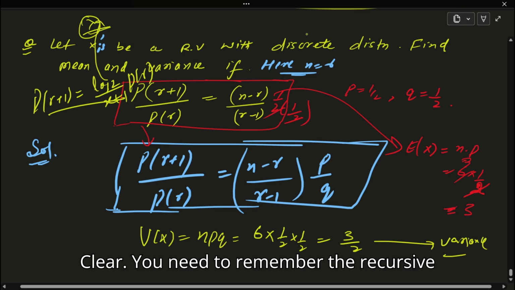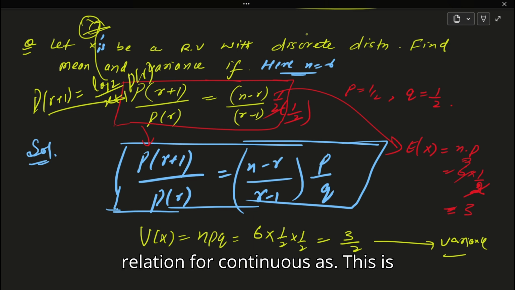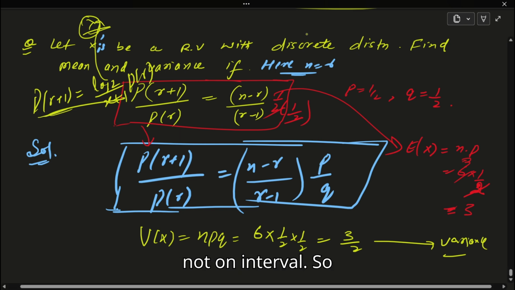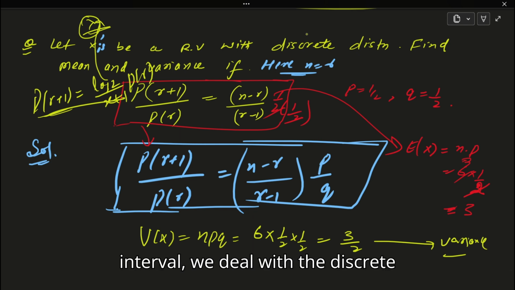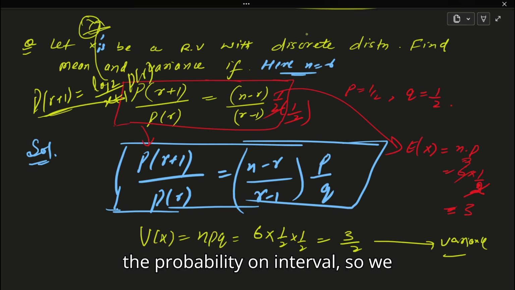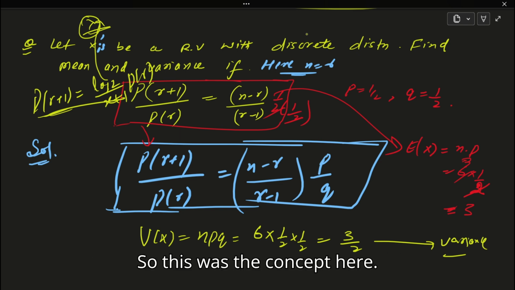Clear? You need to remember the recursive relation for every discrete distribution, and we cannot find the recursive relation for continuous distributions, as there we have probability at a point, not on an interval. Whenever we calculate probability at a point, we deal with a discrete distribution, and whenever we calculate the probability on an interval, we go for the continuous distribution. So this was the concept here.